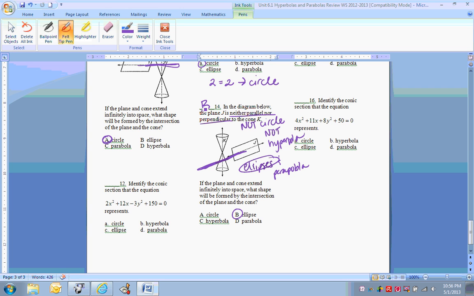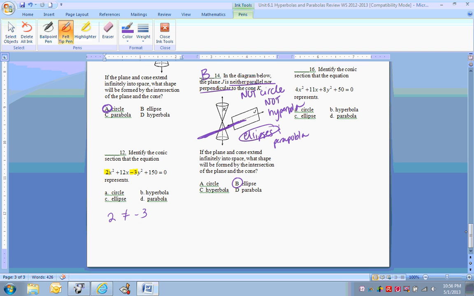And I realize I skipped number 12, so let's identify the conic section for the equation below. Well, once again, I'm looking at the coefficients in front of x squared and y squared. And in this case, it's 2 and -3. Well, 2 does not equal -3, and 2 times -3 is less than 0. Because the signs don't match, which means they multiply to a negative number, it's going to be a hyperbola. So B is the answer to number 12. If they're two different numbers and they have different signs, it's a hyperbola.